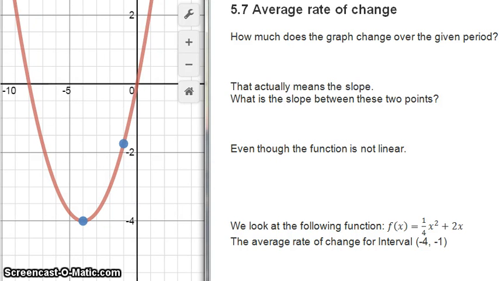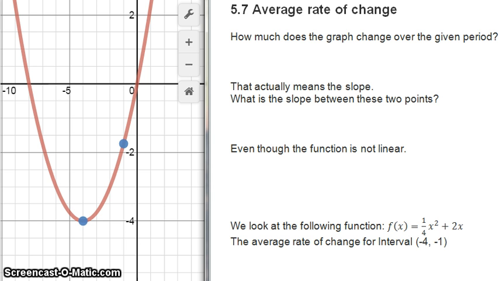Hi, today we're looking at the average rate of change. So how much does the graph change over a given period? That's actually what it means. It is exactly the same as a slope. We look at what the slope is between 2 points, even though the function might not be linear.